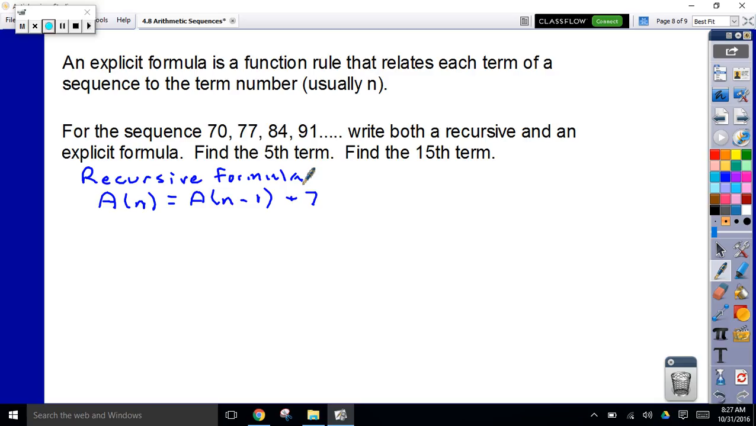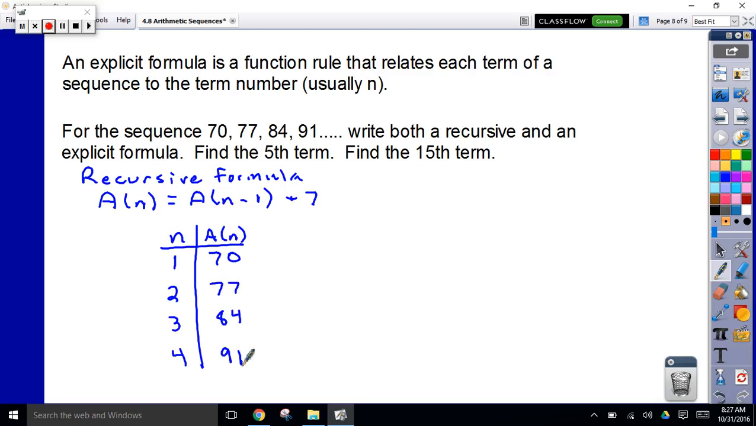Okay, to do the explicit formula, we're going to make a table just like we did before when we were writing formulas. We're going to use n and a of n instead of x and y. And in the n column, we're just going to list the number of the terms. So if the sequence starts with 70, that's term 1. So we have 4 terms, 1, 2, 3, 4. And then a of n will be 70, 77, 84, 91.